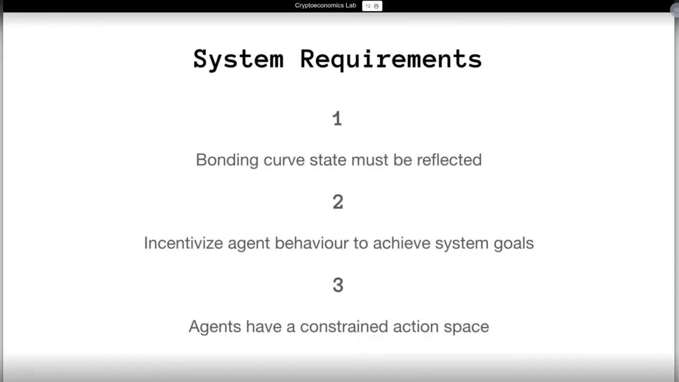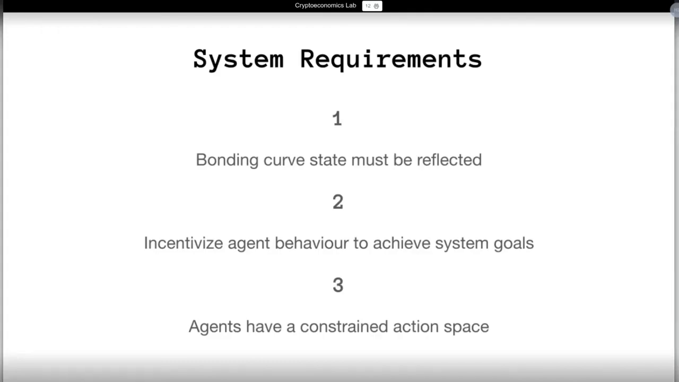So the system requirements that we finally came to for this system is that the bonding curve state must be reflected. Essentially, we have these claims and disputes within our bonding curve, which is basically agents or participants in the bond saying that, hey, I will bet that this bond will be successful, and I will bet like 10 tokens on that. So they typically bet if the bond will be successful or if it will fail, and therein they have to reflect the state of the bonding curve. So that is the first system requirement.